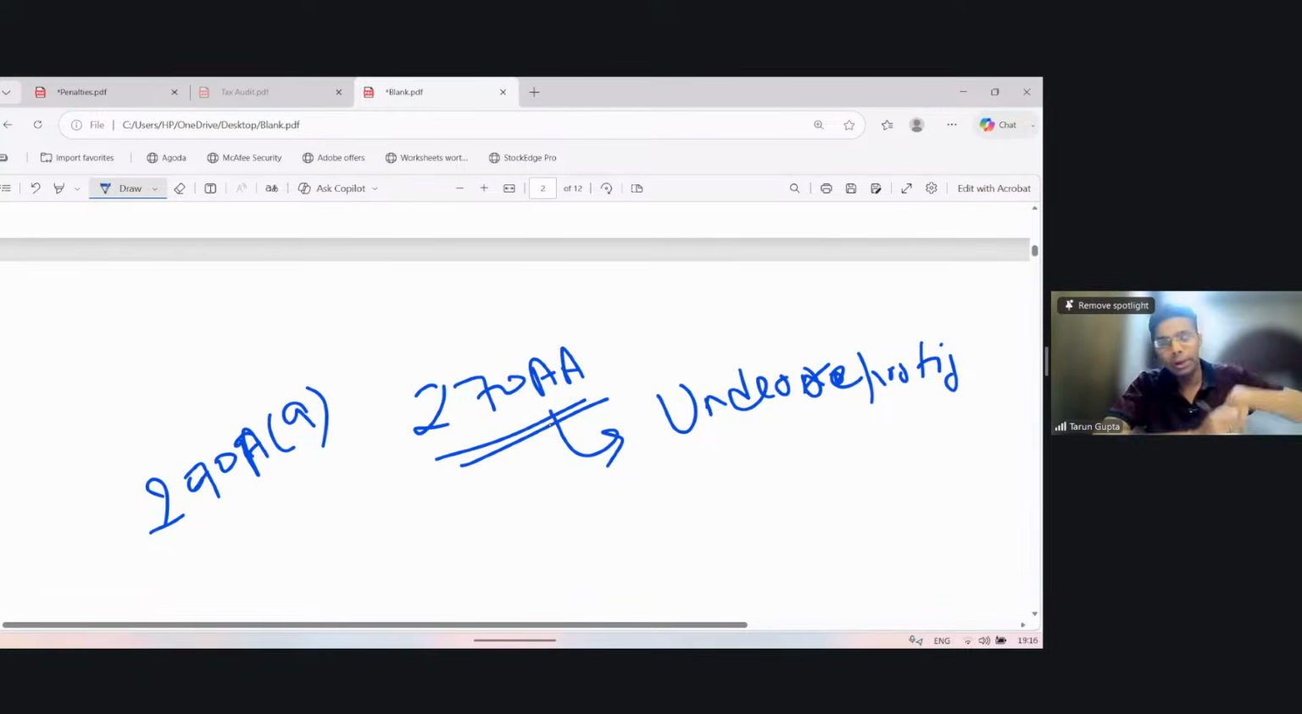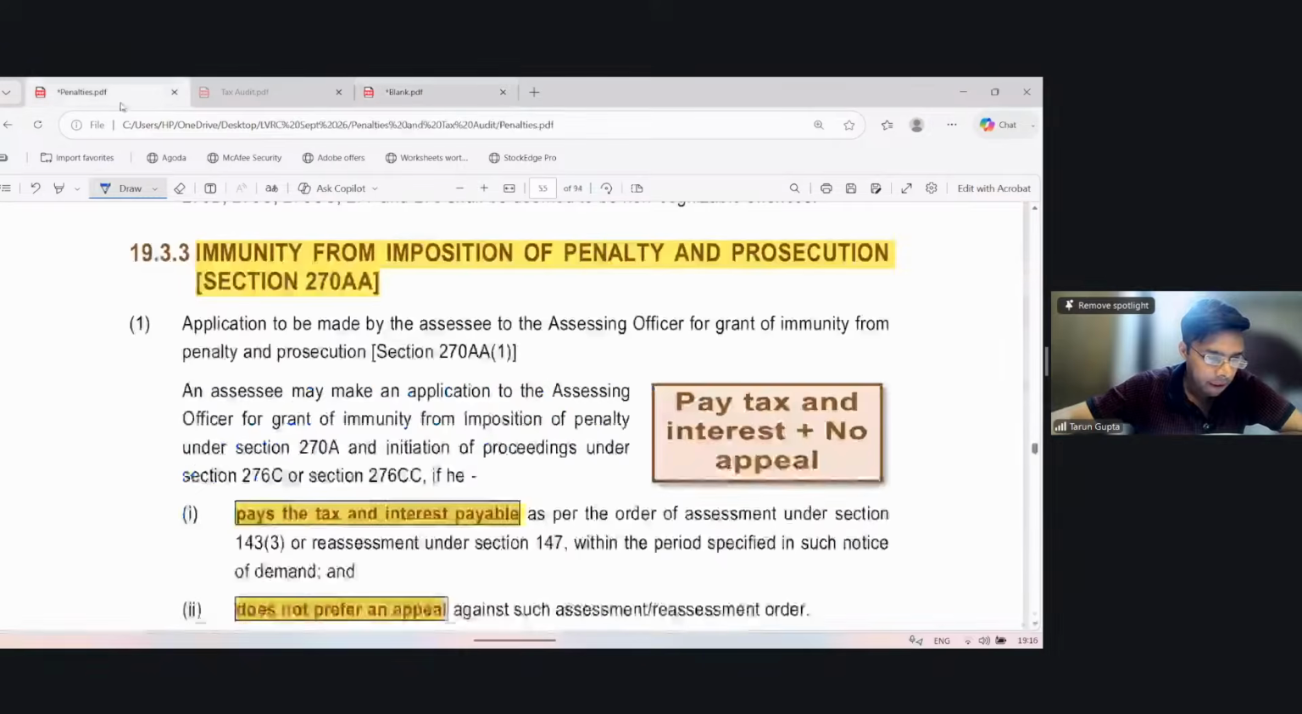Understood? Let's see. Immunity from imposition of penalty and prosecution under section 270AA. Application to be made by the assessee to the AO for grant of immunity from penalty and prosecution. So here it's not on its own motion. The assessee has to approach the AO. So an assessee may make an application to the AO for grant of immunity from imposition of penalty under section 270A and initiation of proceeding under section 276C or 276CC.